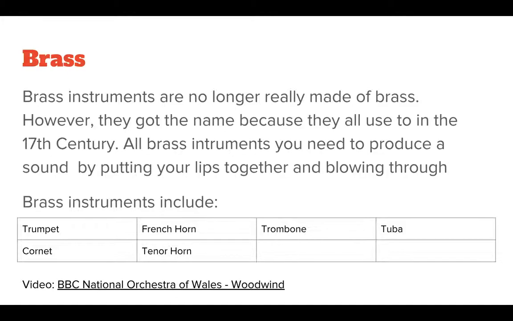And to justify any bigger, or a larger section, means that you need more instruments. So to produce a sound, you need to produce a raspberry with your lips. Your lips are closely put together, and then you try and blow them together. The order of them in the orchestra is French horn, trombone, and tuba. However, there are also instruments like the cornet and the tenor horn.